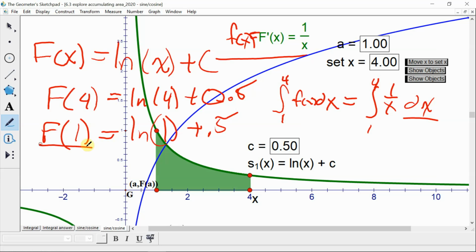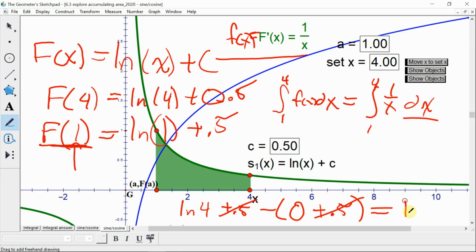And so if this is the value of 1 that makes the area equal to 0, it's kind of like this starting value that's going to have to be subtracted back off. So we would write the natural log of 4 plus 0.5 minus the natural log of 1, which is 0, plus 0.5. The 0.5's cancel, leaving us with the answer, the natural log of 4. Again, notice that it doesn't matter what c was. They would have canceled because we're finding the net change. It's the value that would have made that 0.